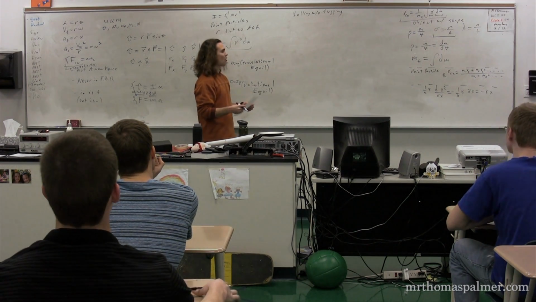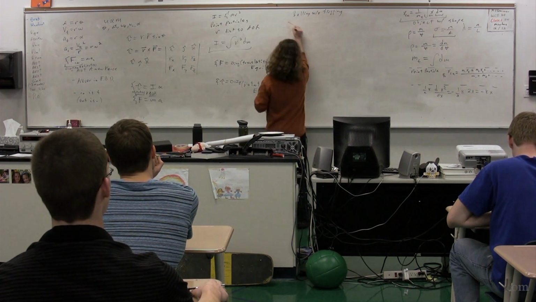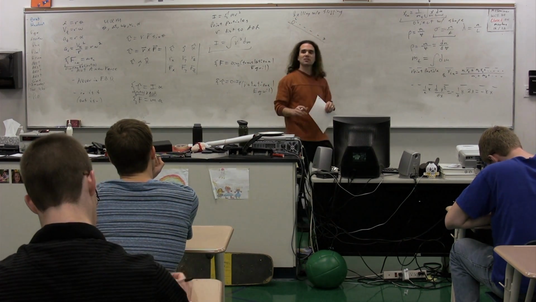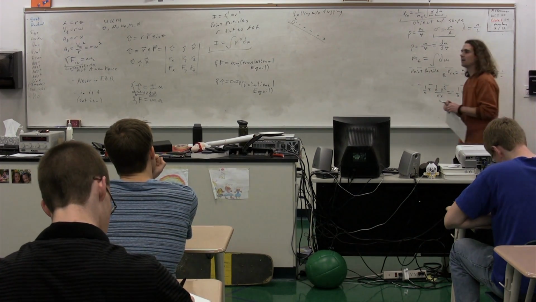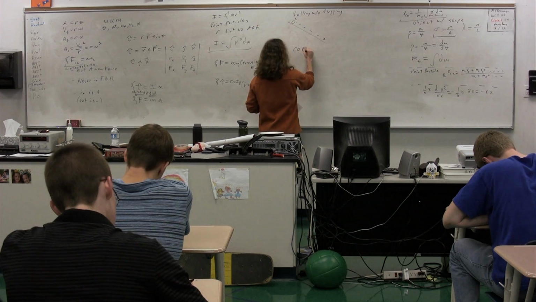Okay. Rolling without slipping. Generally, how do we solve a problem that is rolling without slipping? Just as a simple example, we'll take an object that starts up here and rolls down the hill without slipping. Generally, how do we solve this problem, Mr. P? You're going to use conservation of mechanical energy.